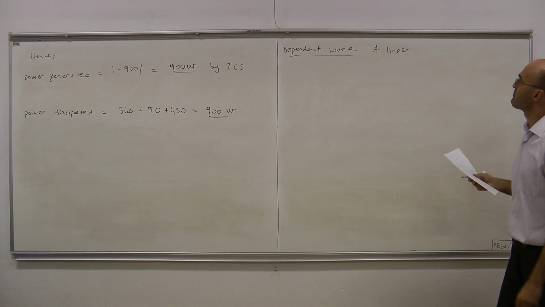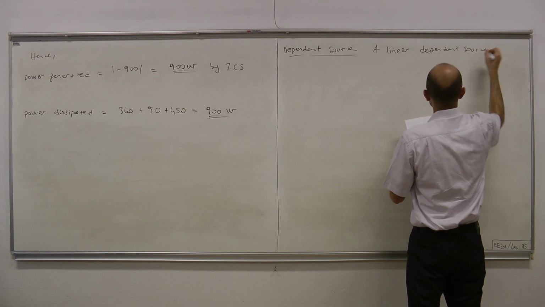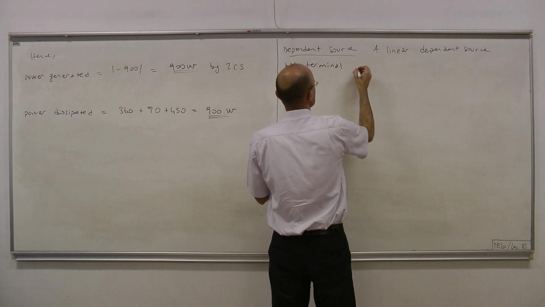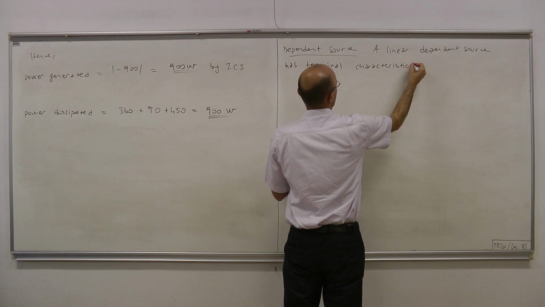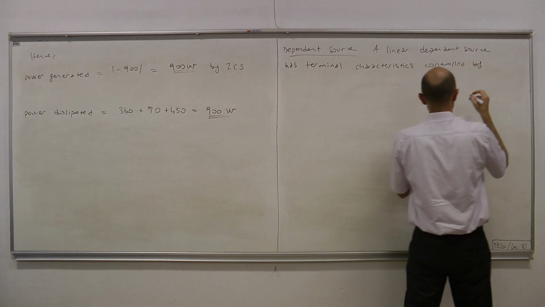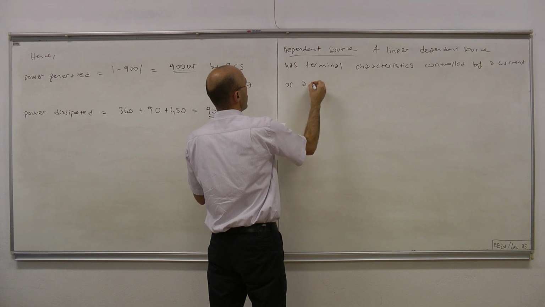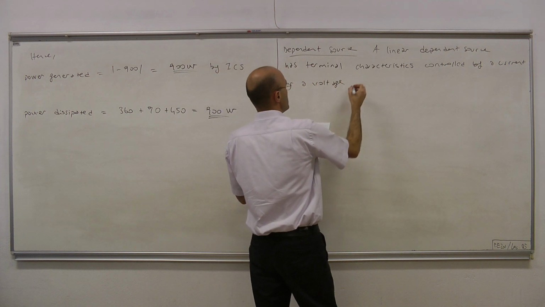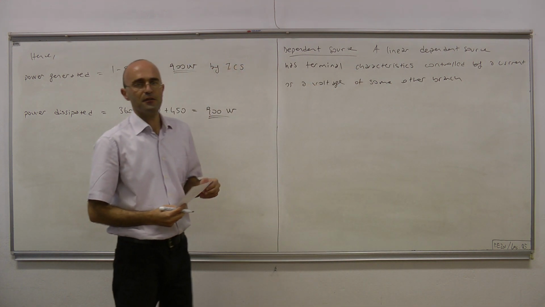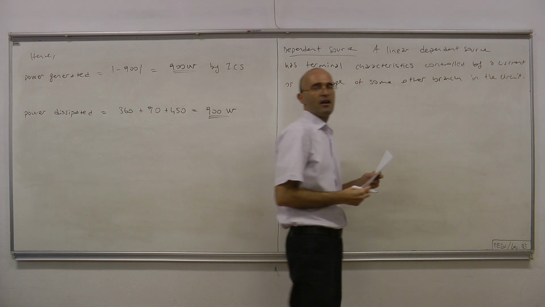The nonlinear case is easy to understand, at least from the definition point of view. A linear dependent source has terminal characteristics controlled by a current or a voltage of some other branch in the circuit. There are four kinds.